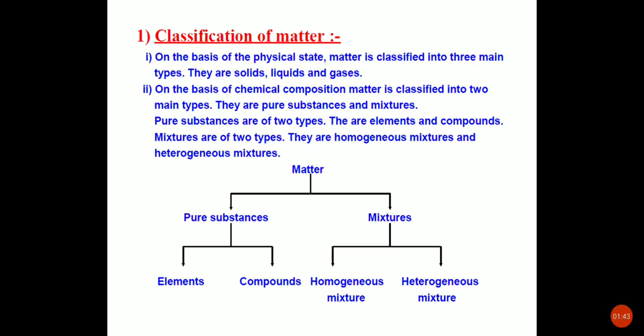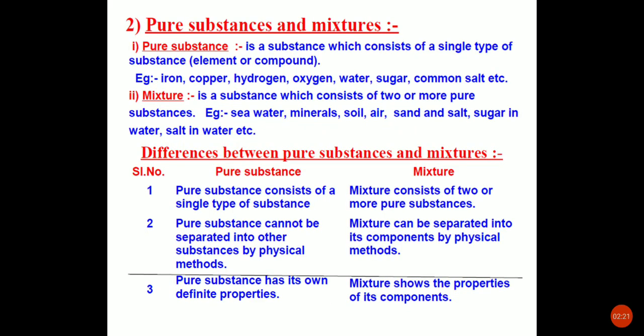So in this chapter we discuss the classification of matter based on chemical composition. Based on chemical composition, matter is mainly classified into pure substances and mixtures. Pure substances are again classified into elements and compounds. Mixtures are classified into homogeneous and heterogeneous mixtures. Now we will discuss the differences between pure substances and mixtures, and we will see what the examples and properties of pure substances and mixtures are. Let us see what a pure substance is and what mixtures are.